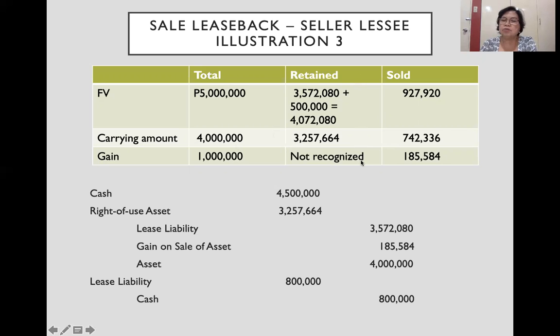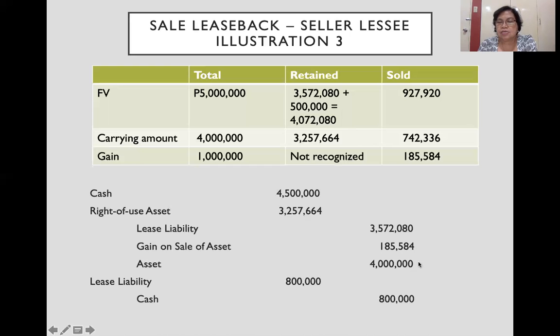Again, relating to the right retained, no gain or loss is to be recognized, but relating to the portion that is sold, we will be recognizing gain of 185,584. So our entry is to debit cash for the selling price, which is now lower by 500,000. So debit cash, 4,500,000. Debit right of use asset at a higher amount, 3,257,664.